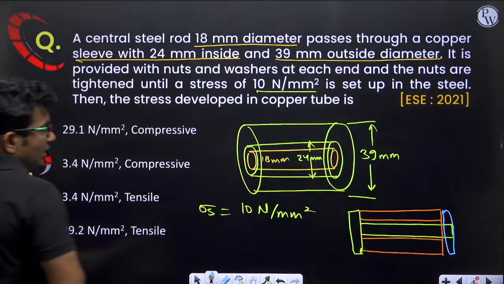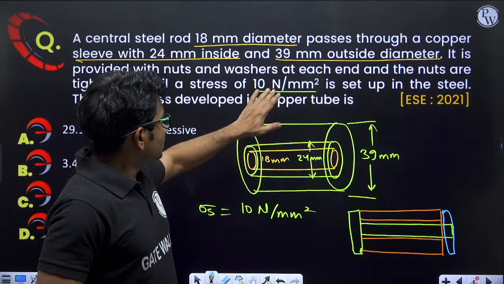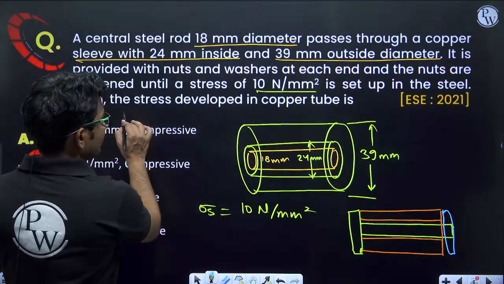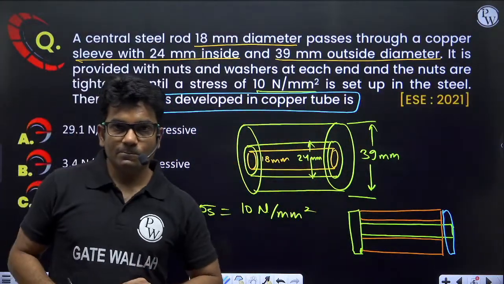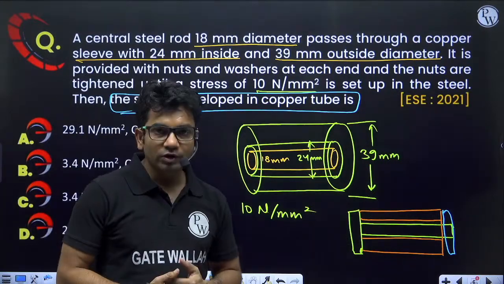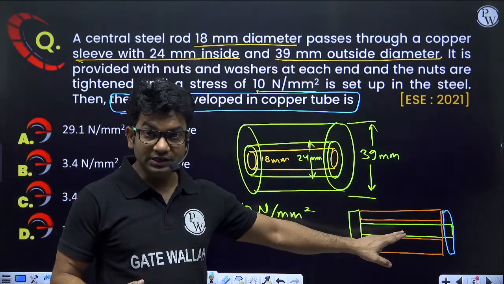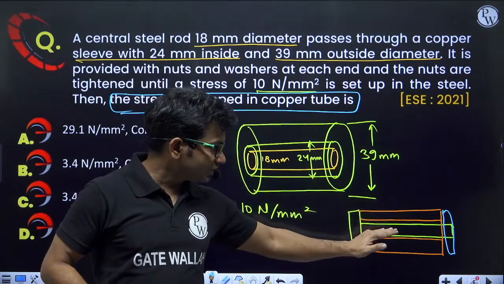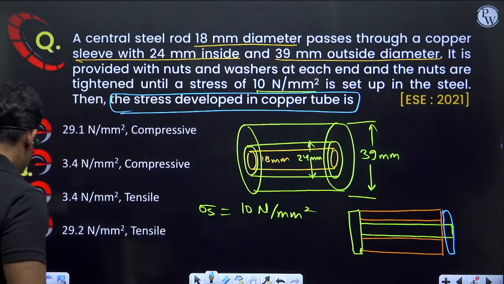Now what to do? The stress in steel is 10 Newton per mm square, and the stress developed in the copper tube is asked. This we have to find out. The total force developed in the steel will be equal to the total force developed in the copper. So from this we can calculate the stress in the sleeve.